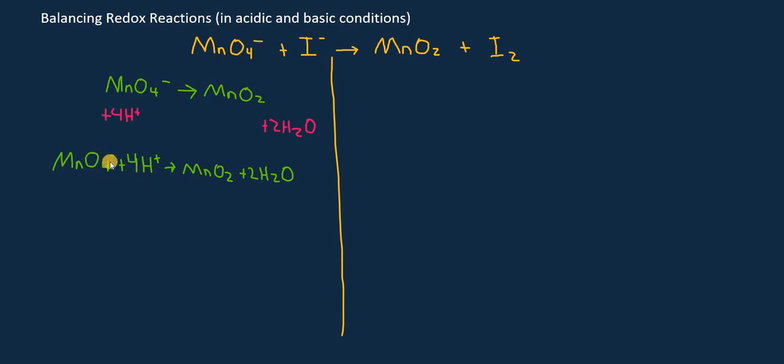To balance charge, you're going to add electrons to the more positive side in order to balance the charge out. Your charge does not have to be neutral. Your charge just has to be equal on both sides. And we'll see that in a little bit, where we'll use electrons to balance out a negative charge. But since this side is neutral and this side is positive 3, we're going to add 3 electrons to balance out the charge for both sides.